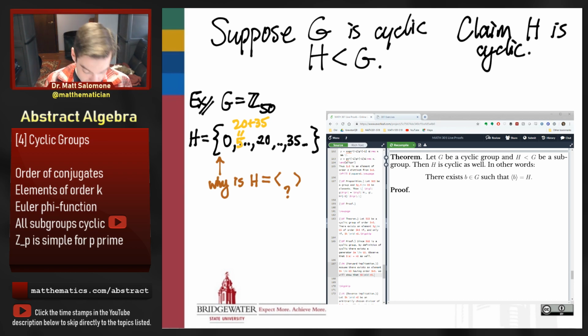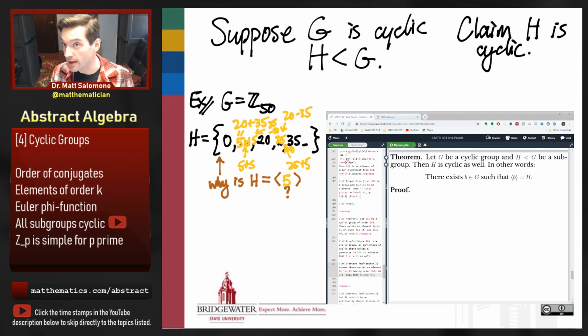20 minus 35 is 25 mod 50. 35 minus 20 is 15. And so 15 belongs to this group. But as soon as I know that 5 belongs to this group, I also know that 5 plus 5 is going to belong to this group, 10. And I also know that 25 plus 5 is going to belong to this group, that's 30. Right? And so what it looks like is happening here is the fact that 20 and 35 can generate together the number 5 will then guarantee that every power of 5 belongs in this subgroup as well.